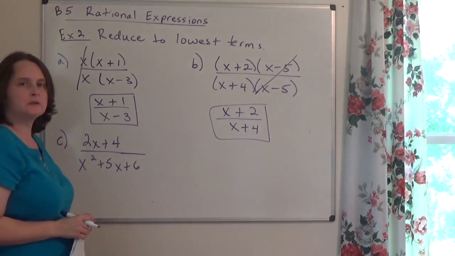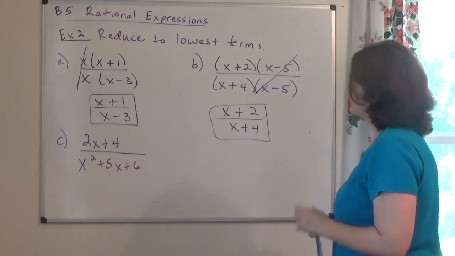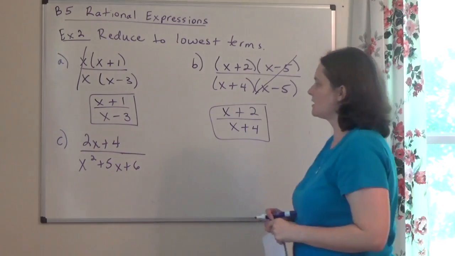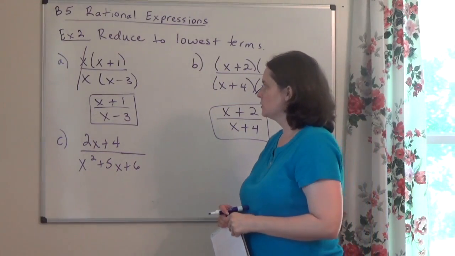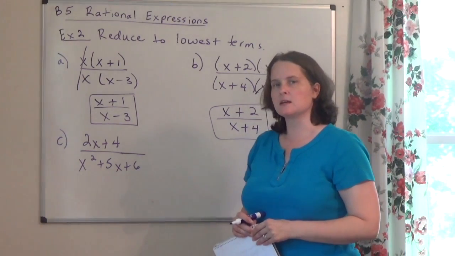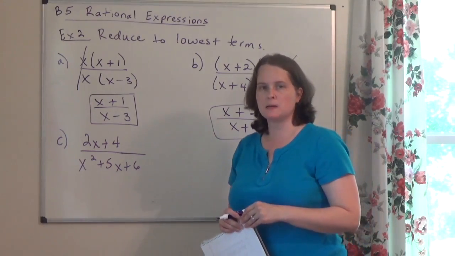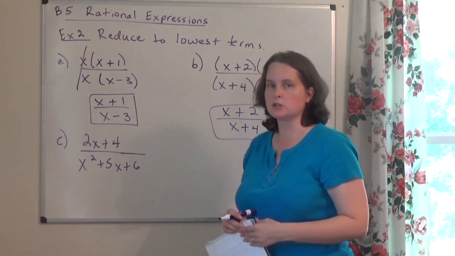How is part C different from the ones that we've just done? Part C has a little bit more work. We have to go back and look at the rule again. Notice that it states that you have to have factors being multiplied to each other before you can reduce.